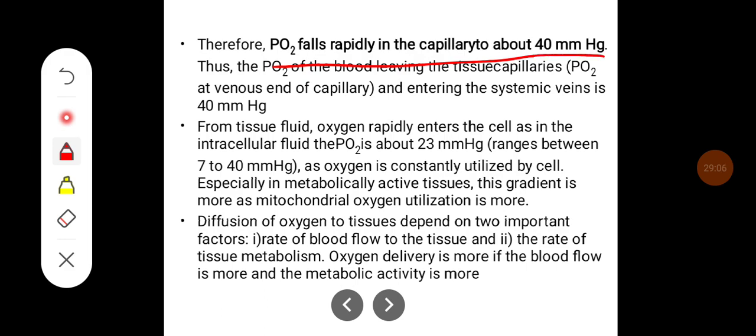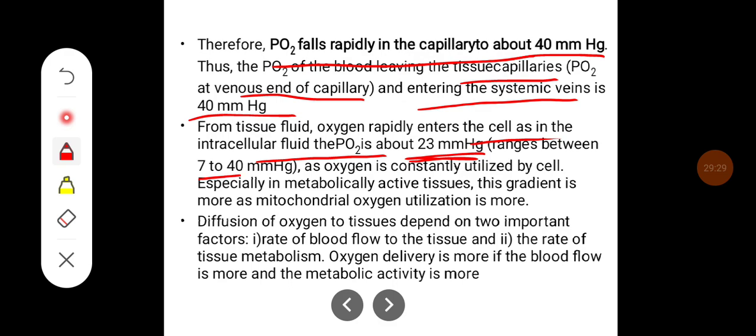Thus, the PO2 of the blood leaving tissue capillaries at the venous end of the capillary and entering the systemic veins is around 40 mm of Hg. From the tissue fluid, oxygen rapidly enters the cell. In the intracellular fluid, the PO2 is about 23 mmHg. The range is between 7 to 40 as oxygen is constantly utilized by the cell. Especially in metabolically active tissues, the gradient is more as mitochondrial oxygen utilization is more.